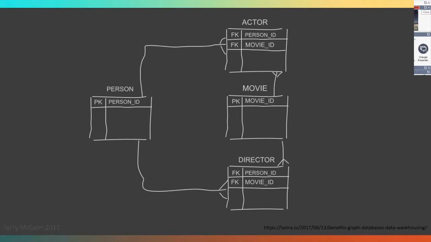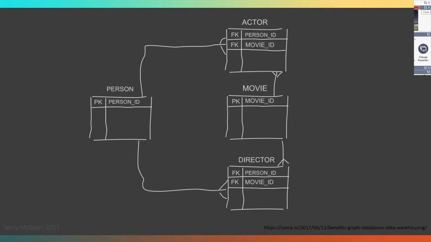So we've created this relation, this actor and this director, to handle this model. And this is a tried and tested pattern. Look at many different relational systems, and they will have this exact same pattern.